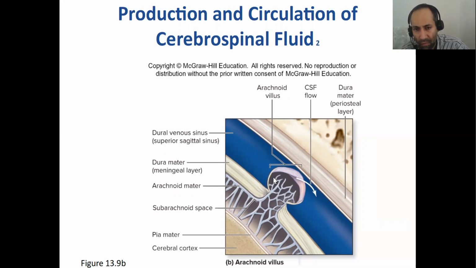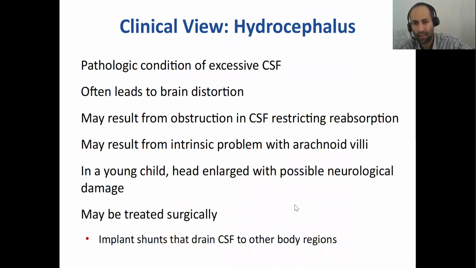Arachnoid villi, as you see here, right? Arachnoid, again, spider-like, and villi means like finger-like projections. So these are the structures that reabsorb the CSF within and recirculate it. Okay, so choroid plexus makes CSF, and the arachnoid villi reabsorb the CSF all around.